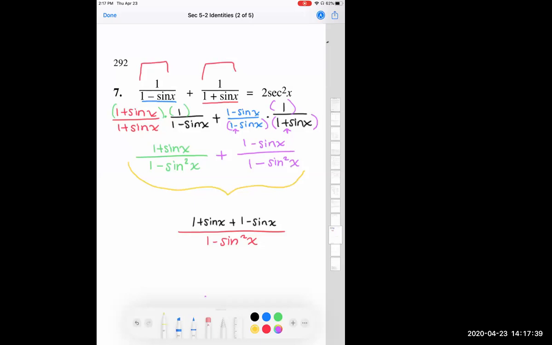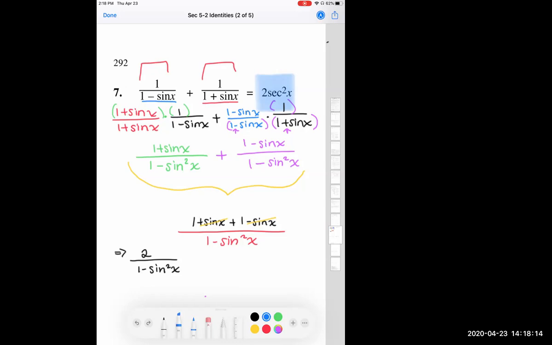Okay, we see that sine of x minus sine of x adds to make 0. So what are we left with? We're left with 1 plus 1 is 2, so 2 over 1 minus sine squared of x. Whenever you see squares, what do we want, first of all? We want 2 secant squared. So I have the 2 in our numerator. How can we make 1 minus sine get us to secant squared?